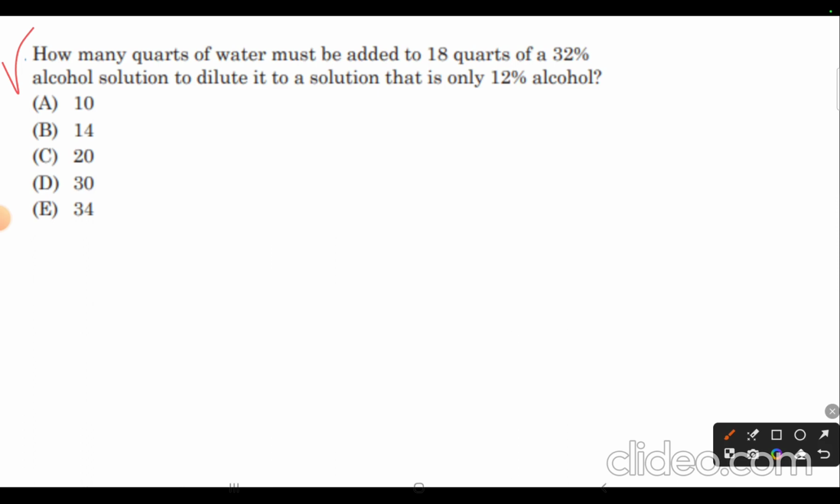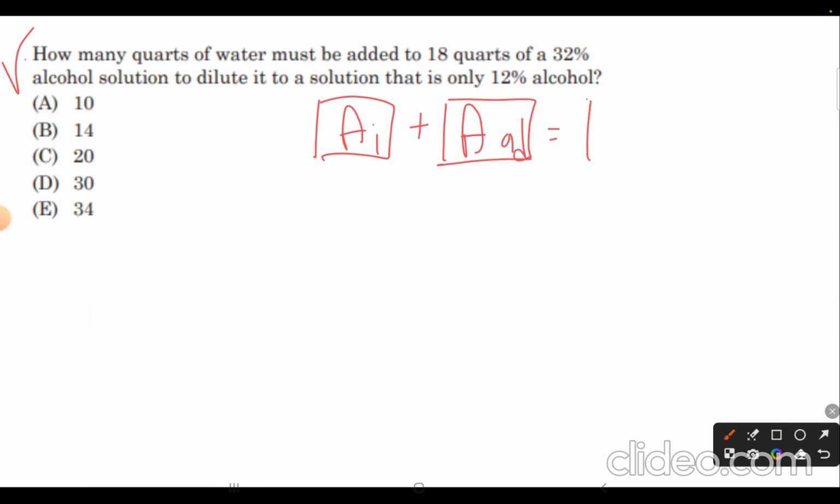How many quarts of water must be added to 18 quarts of a 32% alcohol solution to dilute it to a solution that is only 12% alcohol? In such a mixture problem, we can use two methods. First method is we will write alcohol initial plus alcohol added, and then it is equal to alcohol final.